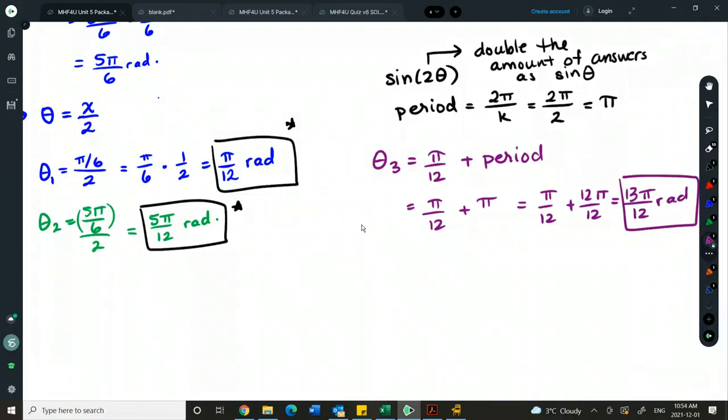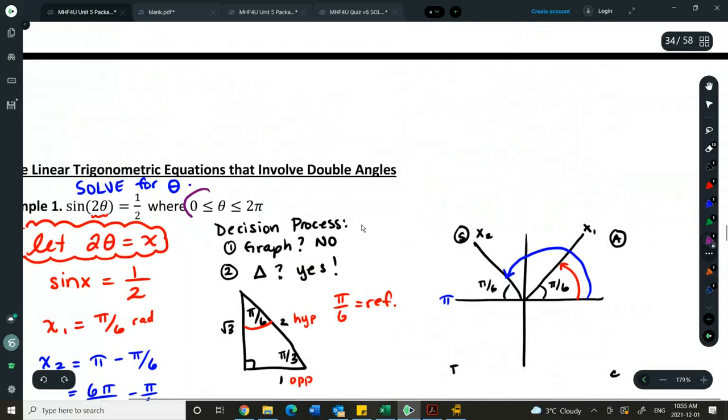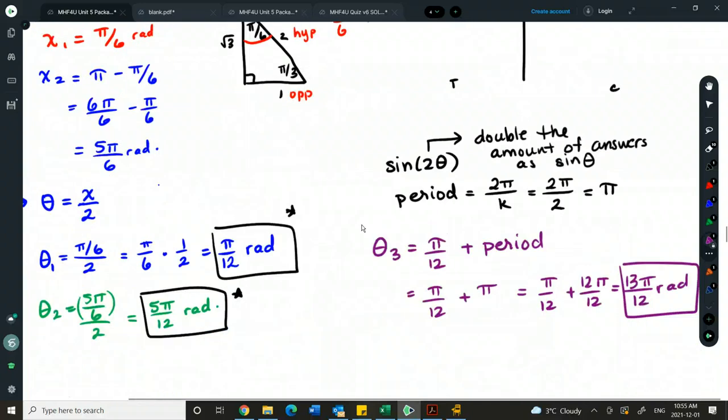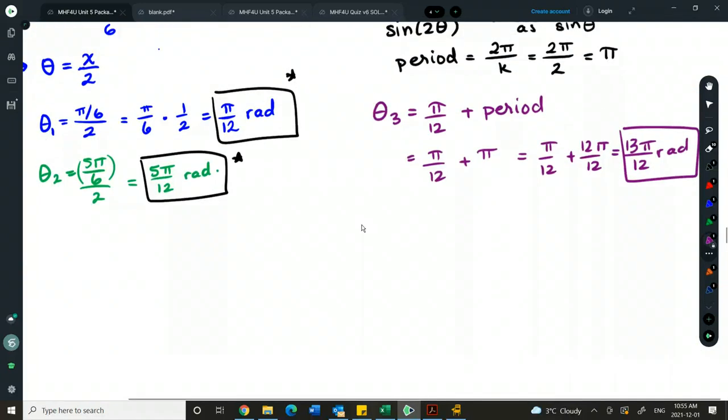Is this still in the range of 0 to 2 pi? 13 pi over 12. It needs to be less than 24 pi over 12. 24 pi over 12 equals 2 pi, right? So 13 pi over 12 is still less than 2 pi, right? Because my question tells me that theta has to fall between 0 and 2 pi. It needs to fall in the first rotation. Okay, so this is still a valid answer.